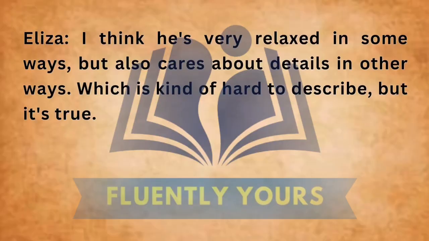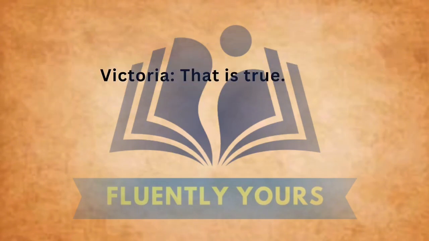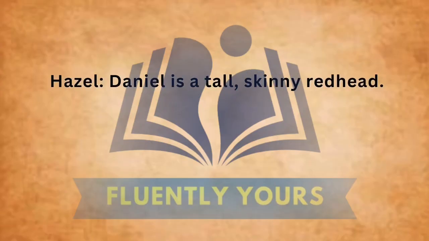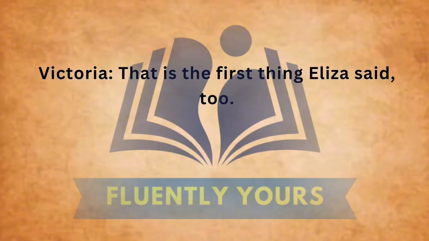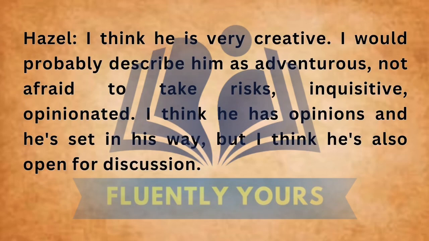Eliza: I think he's very relaxed in some ways, but also cares about details in other ways, which is kind of hard to describe, but it's true. Victoria: That is true. Hazel: Daniel is a tall, skinny redhead. Victoria: That is the first thing Eliza said too. Hazel: I think he is very creative. I would probably describe him as adventurous, not afraid to take risks, inquisitive, opinionated. I think he has opinions and he's set in his ways, but I think he's also open for discussion.